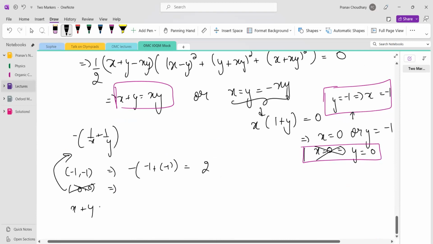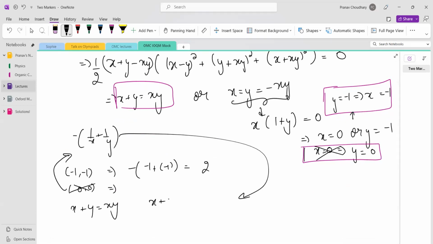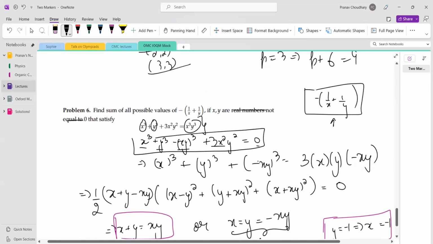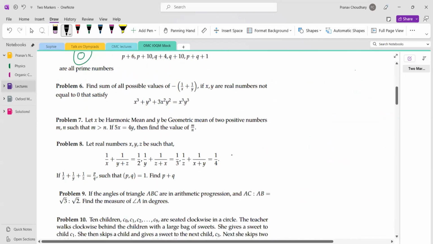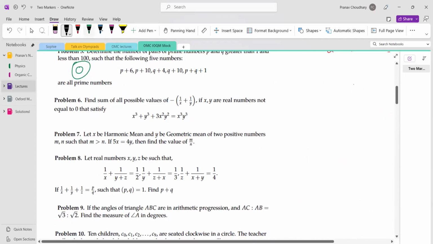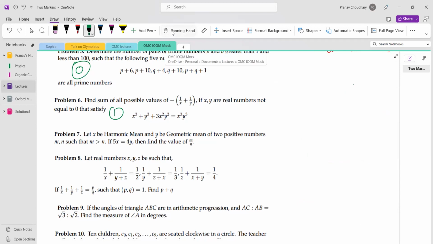And when x plus y equals to xy, this thing is x plus y minus of x plus y over xy. And we know that x plus y equals to xy, so this is just minus 1. So the sum of these two things is 1. So the answer should be 1. So it was basically just based on factorization and identity, and just that you have to recognize it.